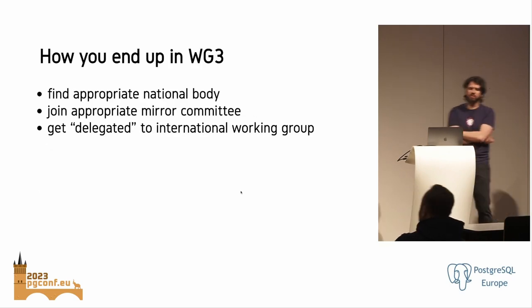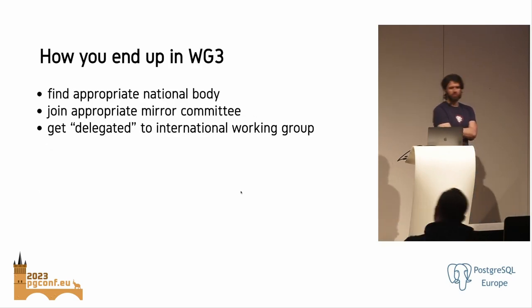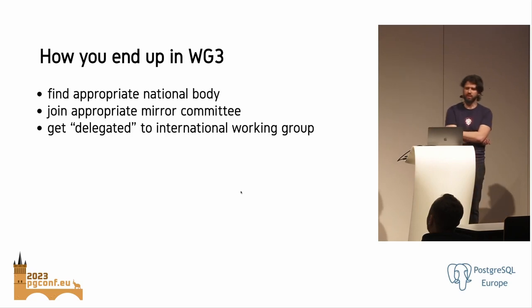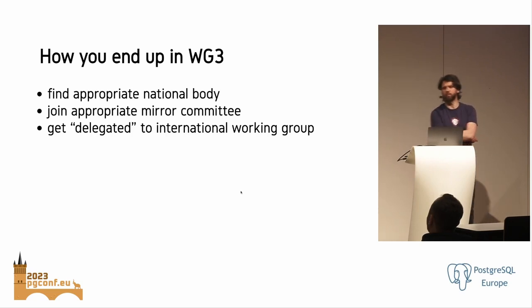So really, to summarize, if you want to sign up for this, how do you do it? You find your national body. If that national body is already involved in JTC1, SC32, okay, you can just send them an email probably. They'll send you some paperwork to fill out. You pay a fee, and then you're good. If not, then, as I just mentioned, you have to find a workaround. That's a bit of a case-by-case situation. But in principle, this is how it works.